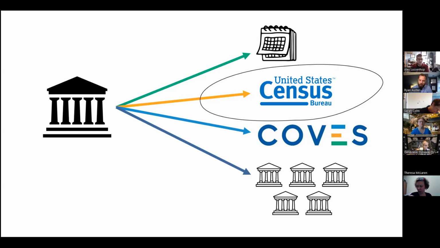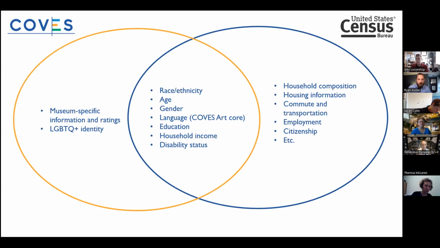So when we say comparing to census data, what are we talking about? Mostly demographics. Of course, information on the COVE survey about whether you are a member, or what exhibits you visited, is not relevant to census data. And the census also collects a lot of information that we don't collect on the COVE survey, like commute time, employment, citizenship, and household composition. It's very fascinating stuff, but of course not relevant to us.